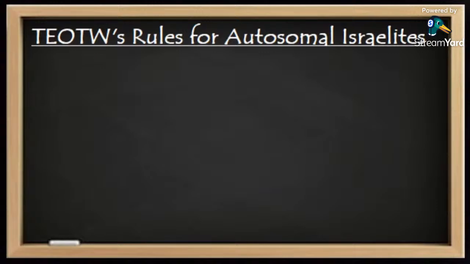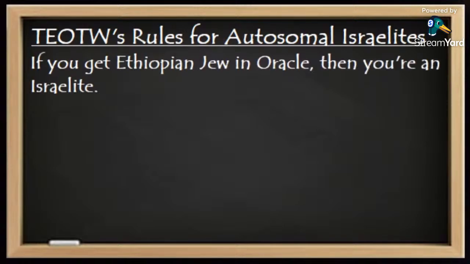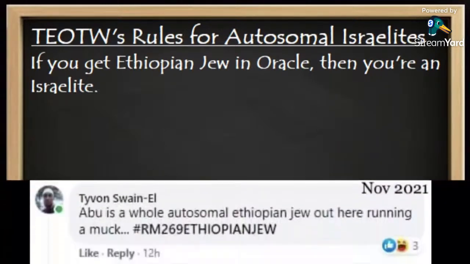Okay, so having seen that, let's add to our list of Teotw's rules for Autosomal Israelites, right? It seems pretty clear that at that time, back in November of 2021, Teotw Ministries was affirming this rule: if you get Ethiopian Jew in Oracle, then you're an Israelite. At that time, a few different people around them were arguing along those lines, saying things like, look, I got Ethiopian Jew in my DNA results, so that proves that I'm an Israelite. And as was touched on, by DNA results they mean GEDmatch Oracle results, not merely GEDmatch, but GEDmatch Oracle. Again, I want to emphasize Oracle. This is going to be made a bit more clear as we move on in this video.